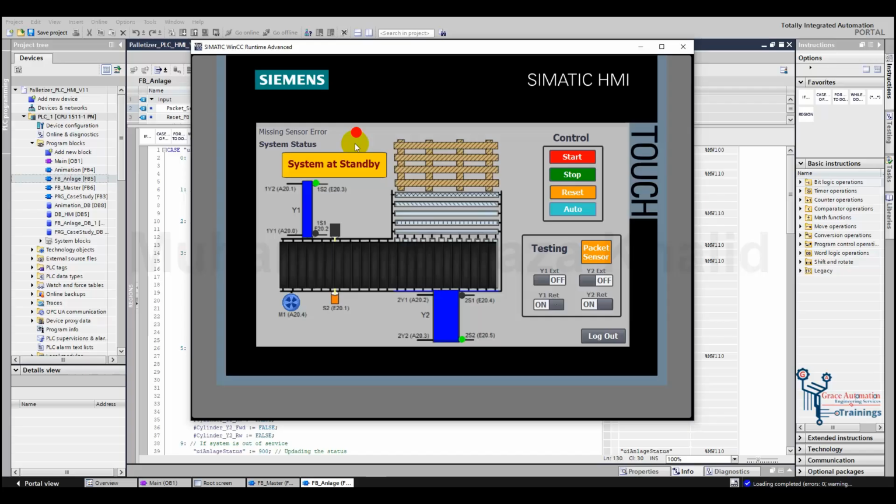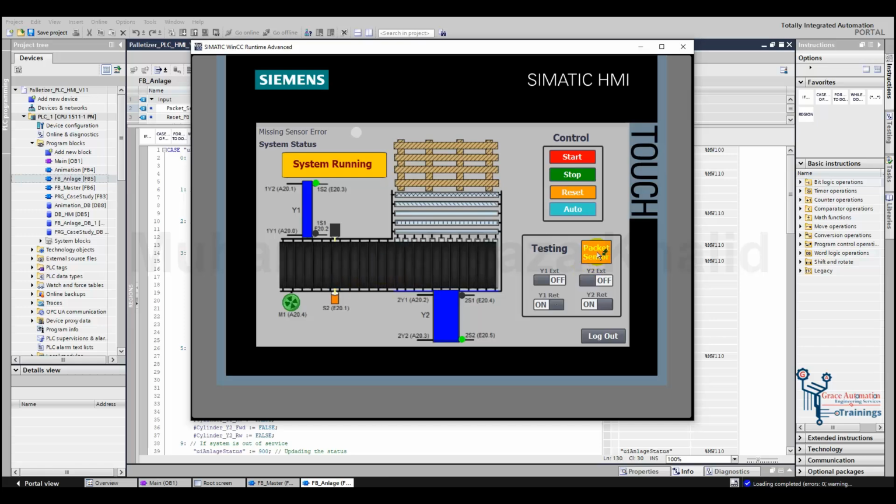So now to start again we have to reset. So let's reset. So the system is still in standby. Now the error is cleared. Now let's start the system and proceed into the auto mode. Let's start and then auto mode. Here the conveyor is moving.